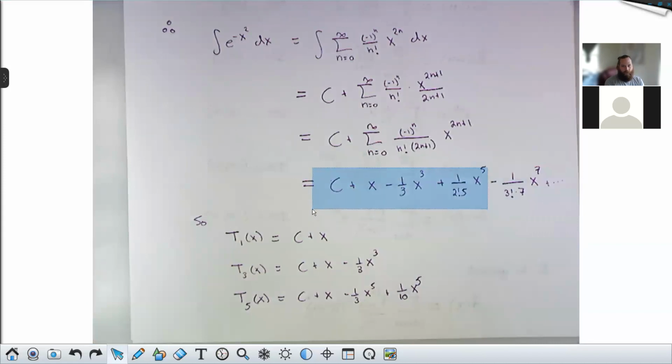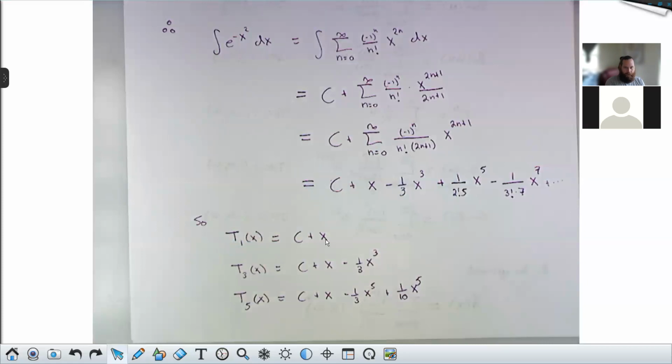So this is T5. T3 stops at x to the 3. So this is T3. T1 stops at x to the 1. So this is T1. Here, T2, I haven't written because T2 would be the same as T1. There is no x squared. So if you stop at the x squared, that's the same as stopping at x. T4 would be the same as T3 because there is no x to the 4. So it'll just be this.